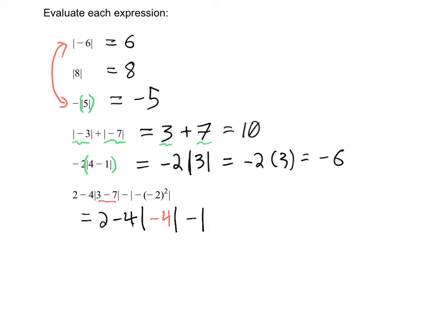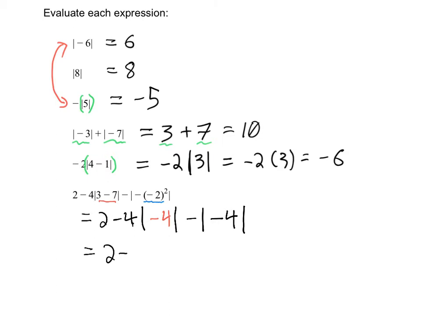Minus, now we're going to do the stuff inside this absolute value bars first, but even inside those absolute value bars, we have this expression that's in brackets, so we're going to have to do that first. So negative 2 squared, negative 2 times a negative 2, that's equal to a positive 4. So here's what we have so far. So let's simplify this a little further.